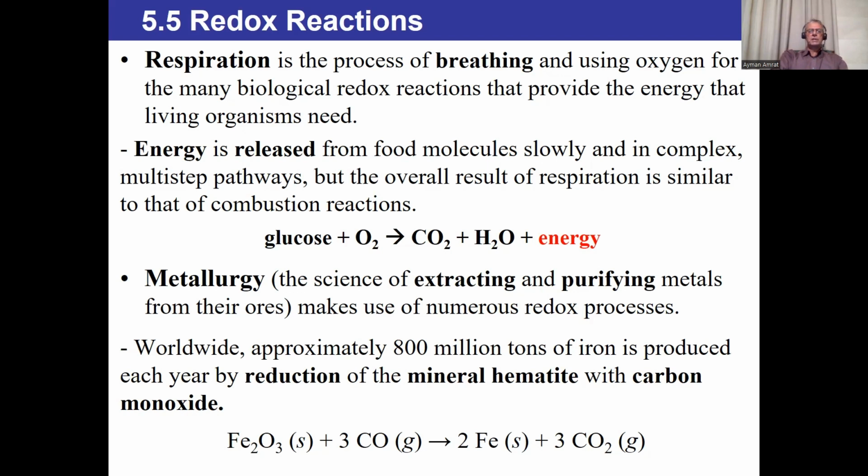Metallurgy is the science of extracting and purifying metals from their ores. The production of iron from the mineral hematite is an example of extracting iron. Hematite, composed of Fe2O3, can be reduced using a reducing agent, carbon monoxide, CO. Carbon monoxide is the reducing agent that reduces iron(III) oxide to produce iron metal.